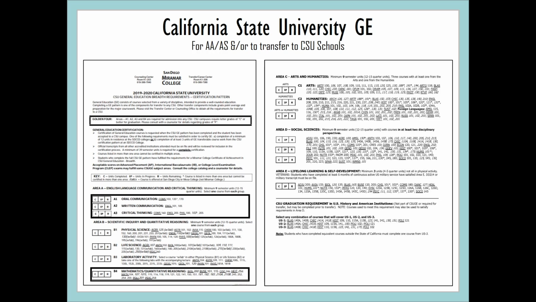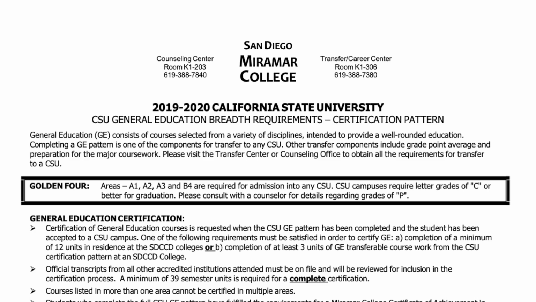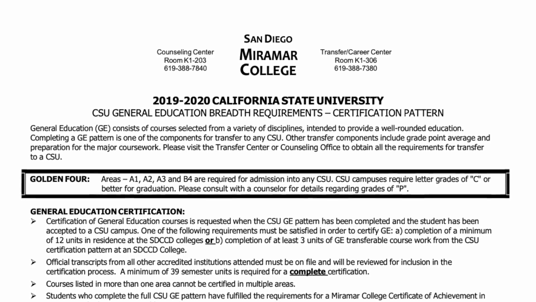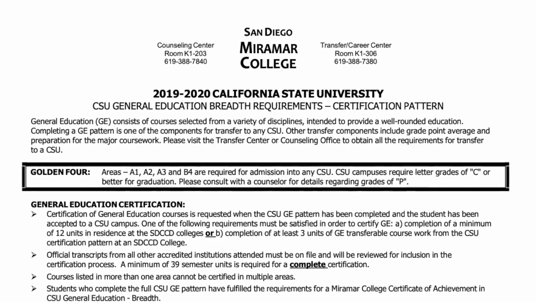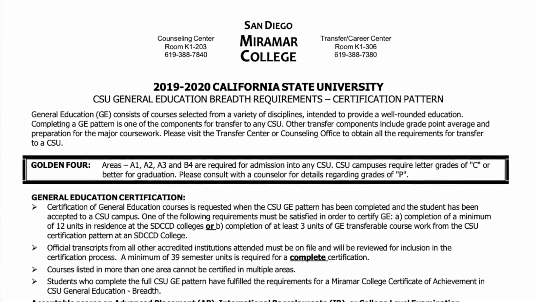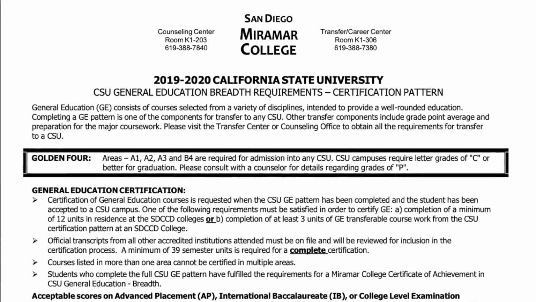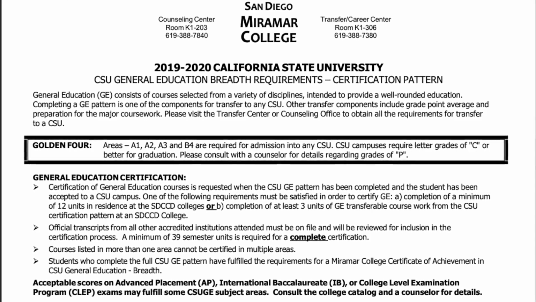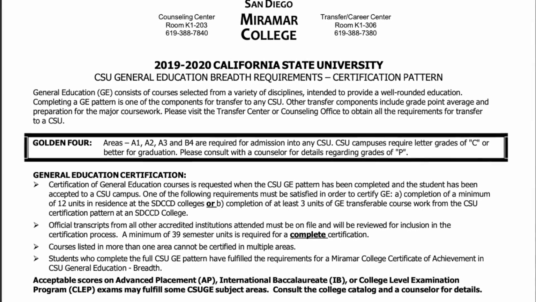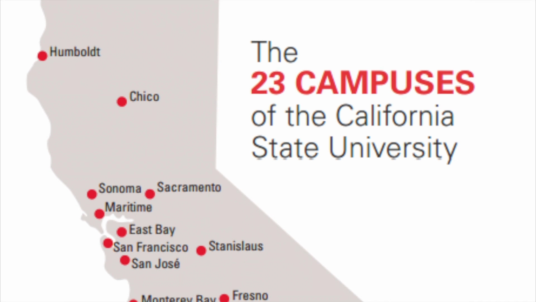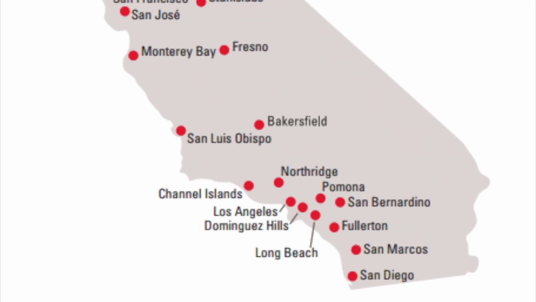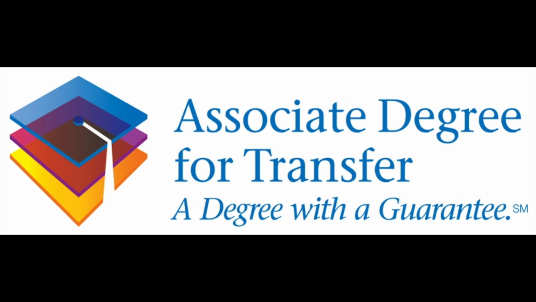The California State University General Education Pattern, also known as the CSU GE Breadth Requirements, is designed for students who intend on transferring primarily to a California State University. There are some private and out-of-state universities that will accept the CSU GE pattern. However, this pattern is primarily designed for students who want to transfer to a California State University. There are 23 campuses to choose from, including San Diego State and CSU San Marcos here in San Diego County. Many of our associate degrees for transfer majors will require this GE pattern.